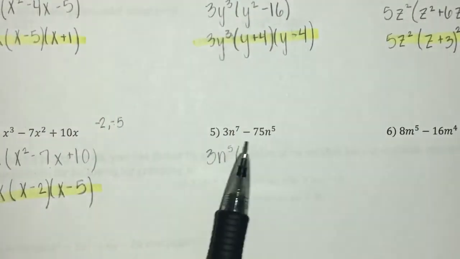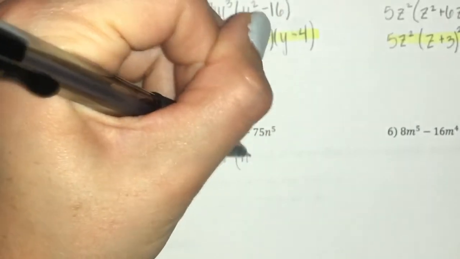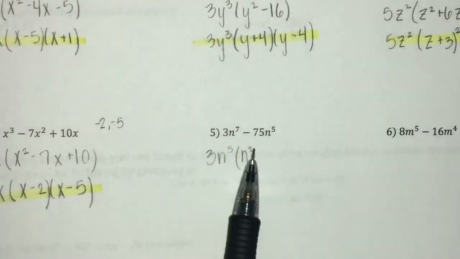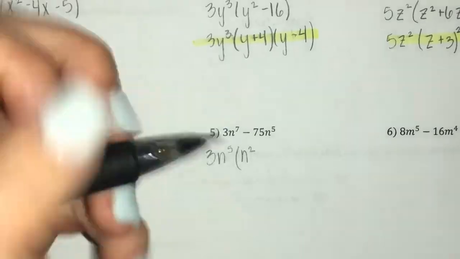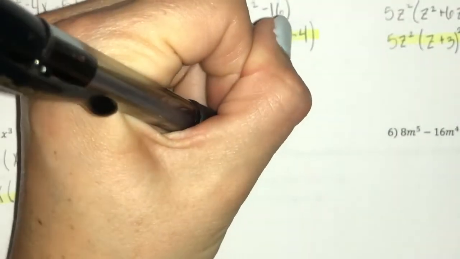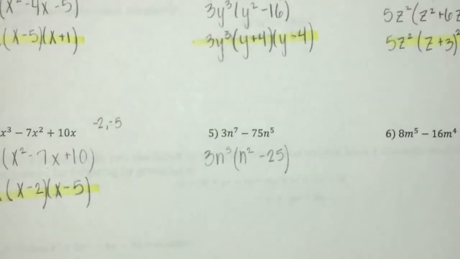And then 3n to the 7th divided by 3n to the 5th just leaves you with n squared. And then negative 75n to the 5th divided by 3n to the 5th leaves you with negative 25. So the n to the 5th completely cancels out. You're just left with negative 25 or minus 25. And then we have two terms.